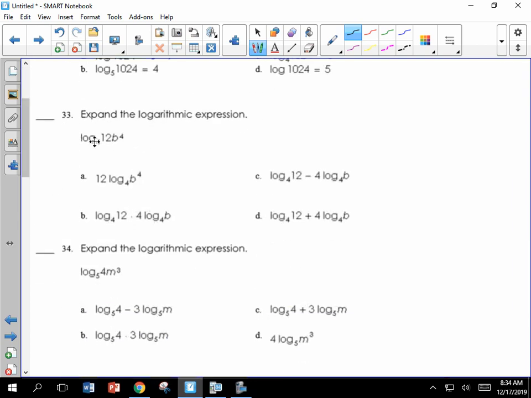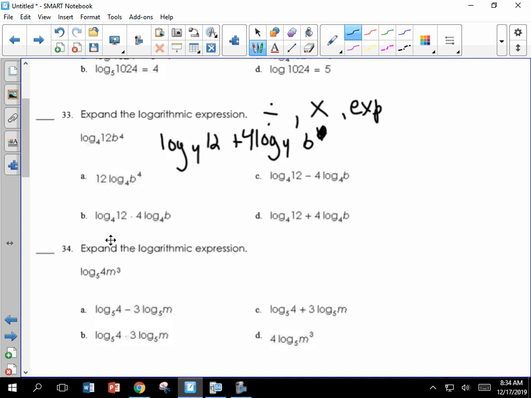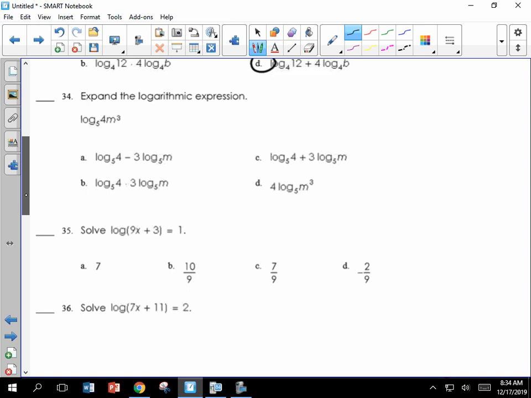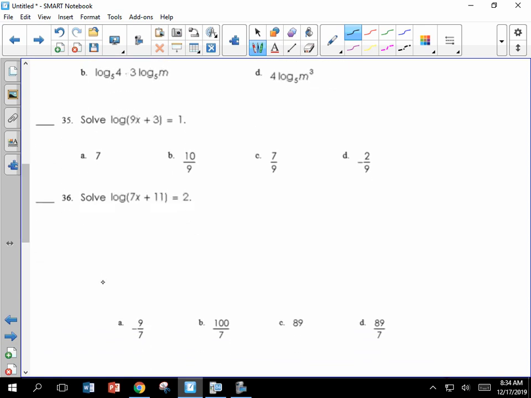Expanding, we talked about this. First thing you do is division, then multiplication, and then exponents. There is no division in this problem, so we're going to break it apart into 12 times b to the 4th, so we're going to break it apart with addition. There's no more multiplication, so then this goes away, and then it comes in front. So we're looking for D. 34, expanding, you're doing the same way. 35 and 36, we just did these.